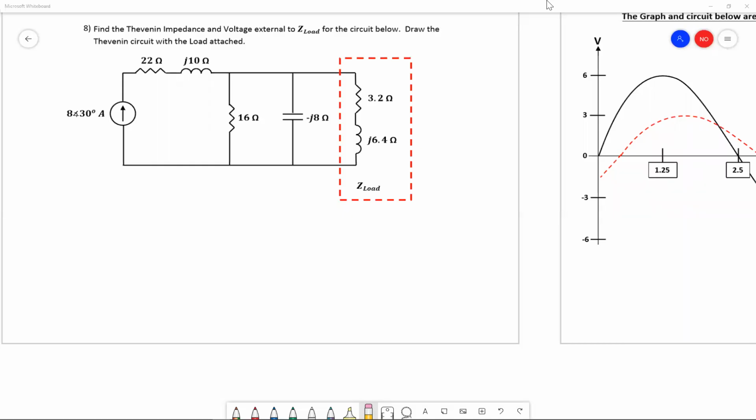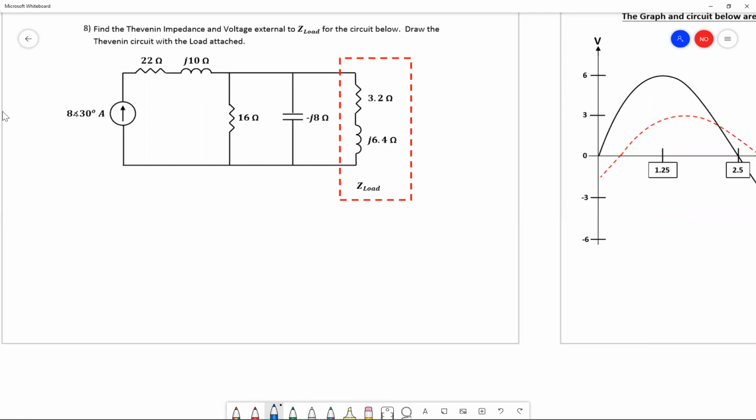Hey guys, we're going to be going over problems 8 and 9 of the EE301 review packet. Let's get started with problem 8, which is: find the Thevenin impedance and the Thevenin voltage of the circuit below, and draw the Thevenin circuit with the load attached.